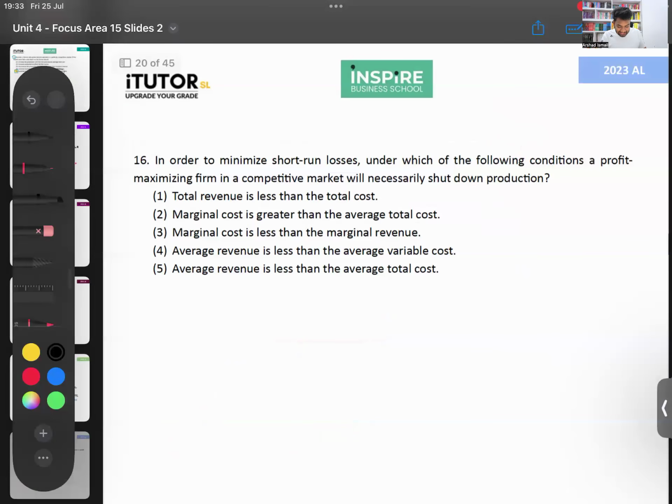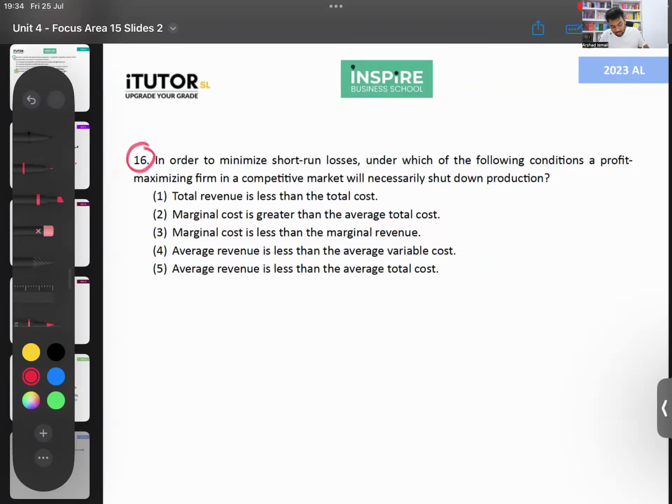Then 2023, they're saying, in order to minimize short-run losses, under which of the following conditions will a profit maximizing firm in a competitive market necessarily shut down? When total revenue is less than total cost, when marginal cost is greater than average total cost, when marginal cost is less than marginal revenue, when average revenue is less than average variable cost, when average revenue is less than average total cost.